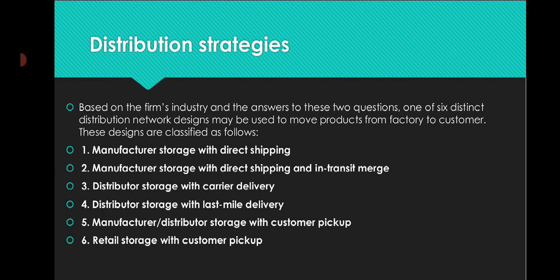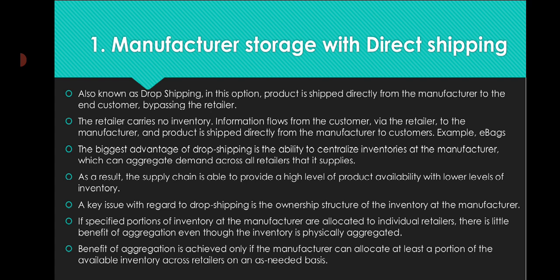As a result, the supply chain is able to provide high-level product availability with low levels of inventory. A key issue with regard to drop shipping is the ownership structure of the inventory at the manufacturer. If specified portions of inventory at the manufacturer are allocated to individual retailers, there's little benefit of aggregation even though inventory is physically aggregated. Benefits of aggregation are achieved only if the manufacturer can allocate at least a portion of the available inventory across the retailers on an as-needed basis.